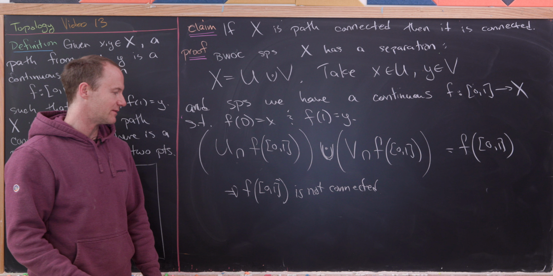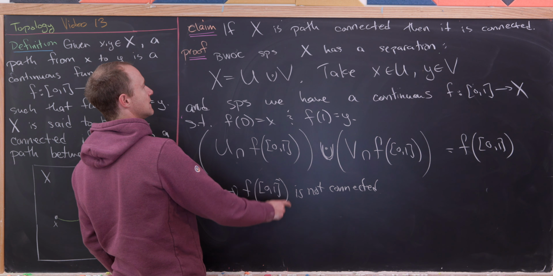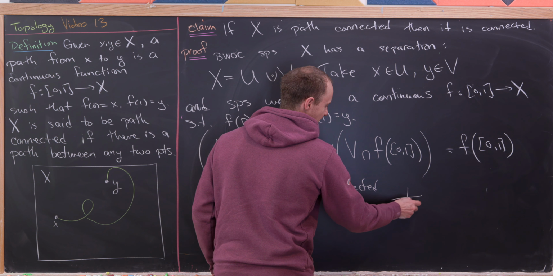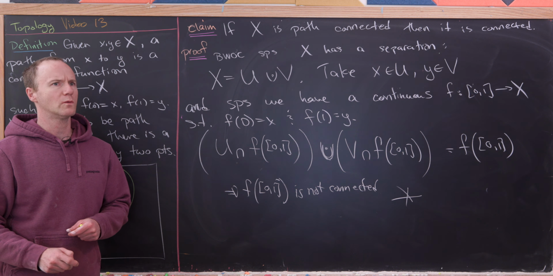We have the continuous image of a connected set, but assuming that we had this path in the first place, we see that that must be not connected, but clearly that's our contradiction. Okay, so now, what have we seen?